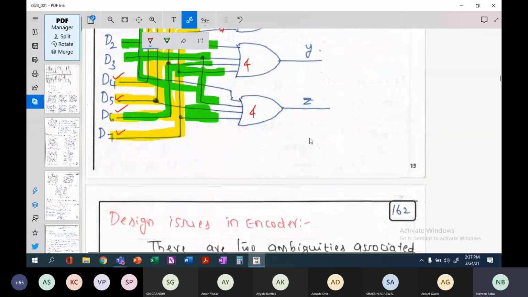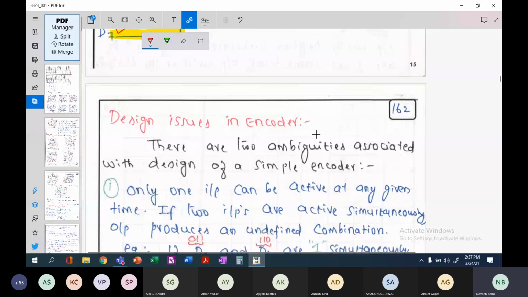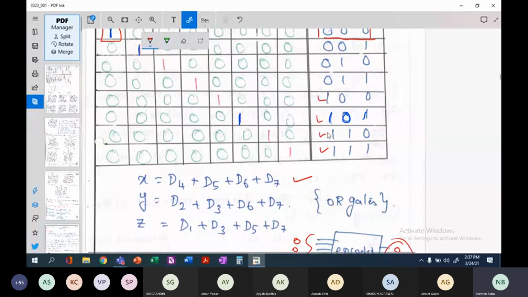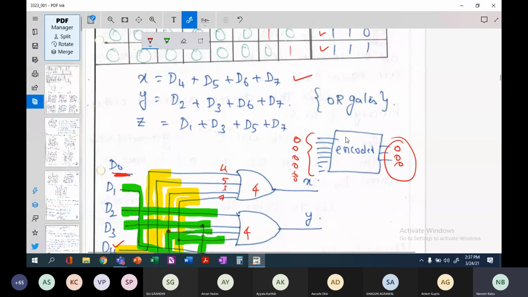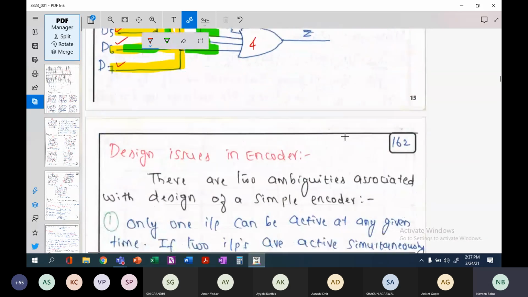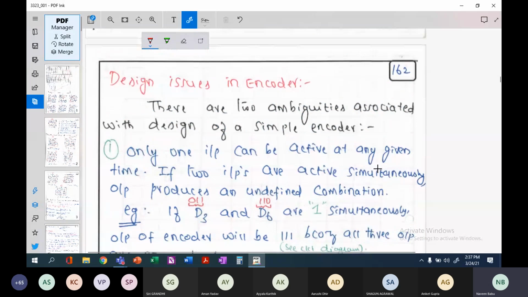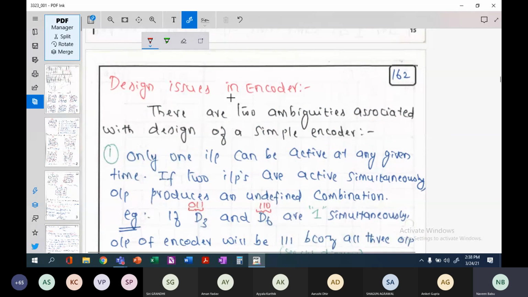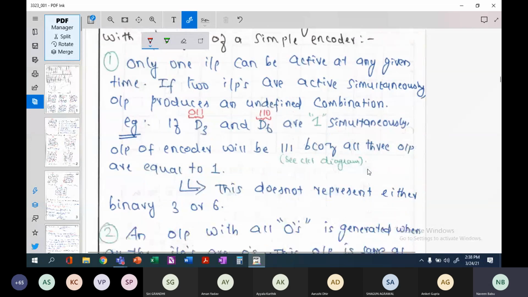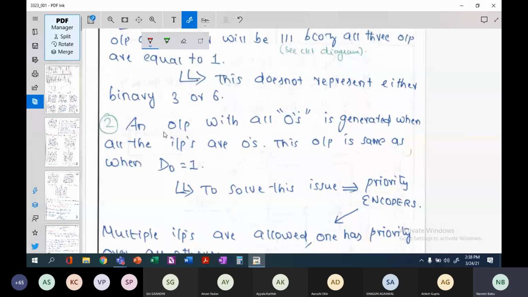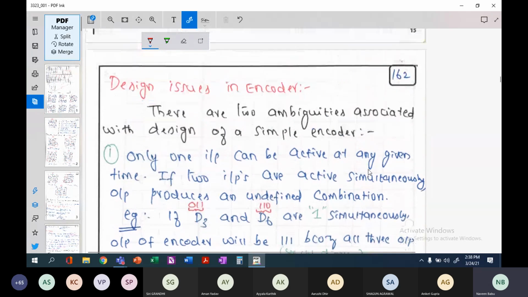There is another problem here. Say, for example, two inputs, 3 and 6. Let me go through this. There are two design issues in the encoder part. There are two ambiguities associated with the design. Let me go to the second one first and then come back. An output with all zeros is generated when all the inputs are zeros. This output is the same as that when D0 equals 1. So this is the problem.